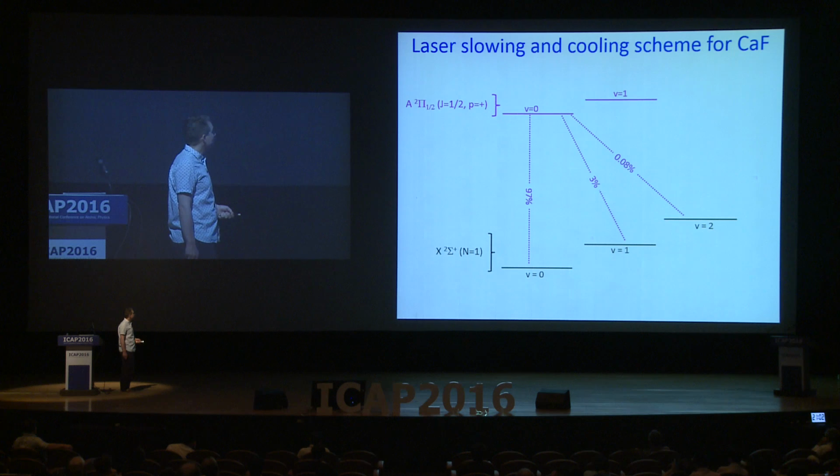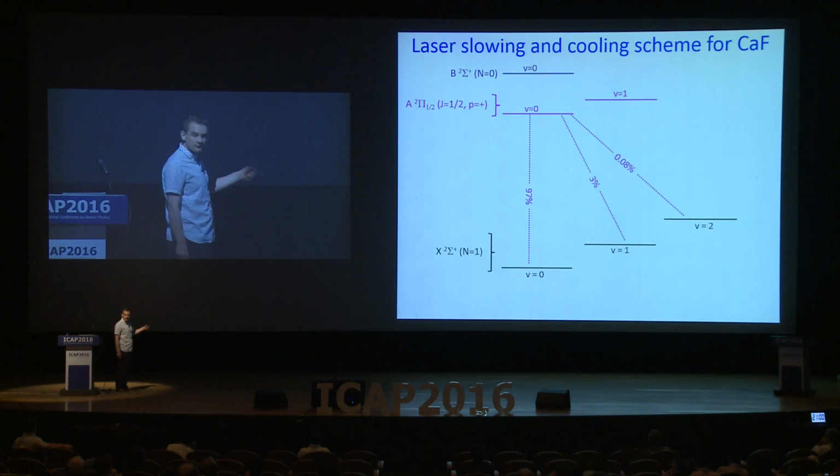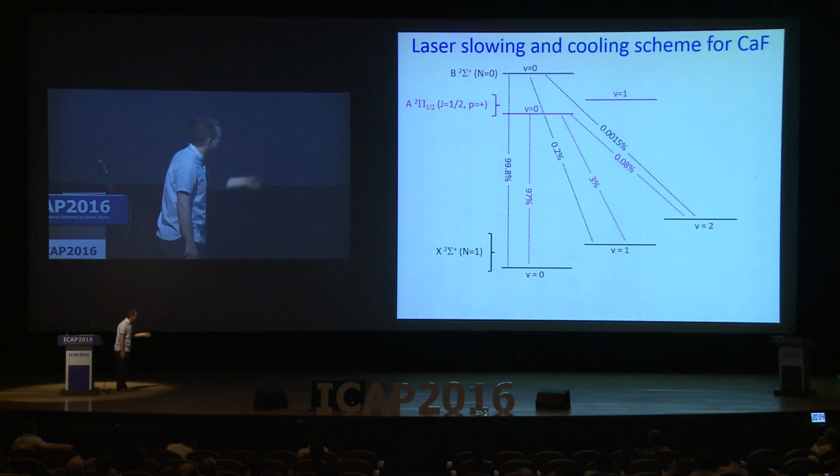In our experiment, we also use the B state of the molecule. That's the second electronically excited state, and it has even better branching ratios. 99.8% of the time, it decays to v=0, 0.2% to v=1, and only 0.0015% of the time to v=2.